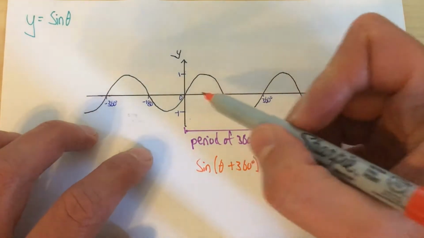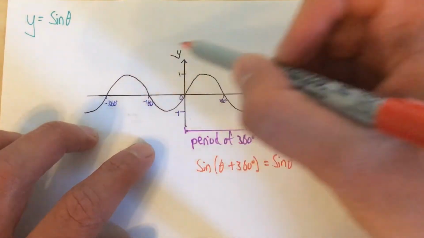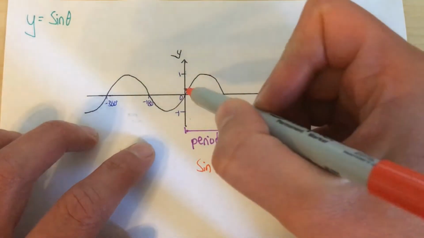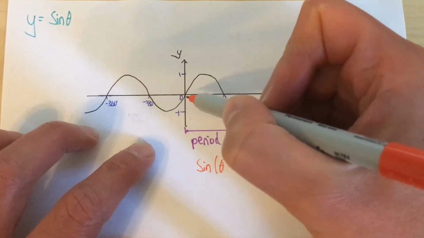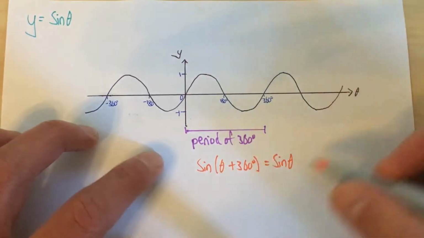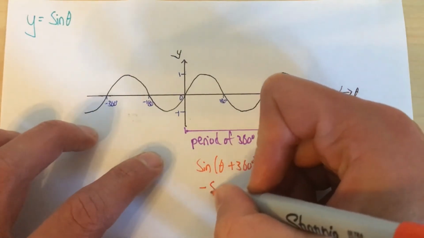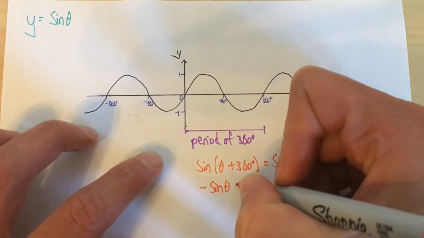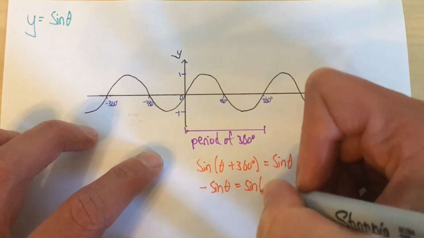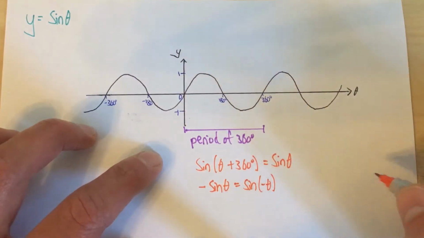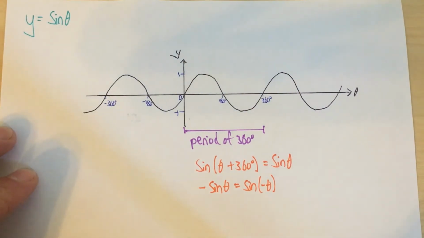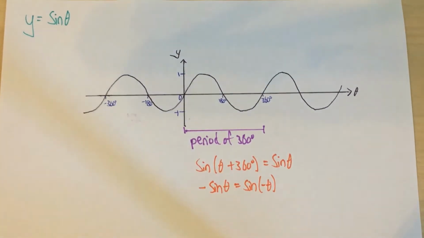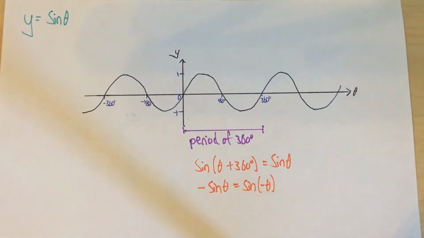Another thing we notice is that this graph has rotational symmetry of order 2 about the origin. Now what this means is that it's an odd function, and that we can write minus sine of theta is equal to the sine of minus theta. Two useful properties of this graph. Let's take a look at solving some equations using sine theta.